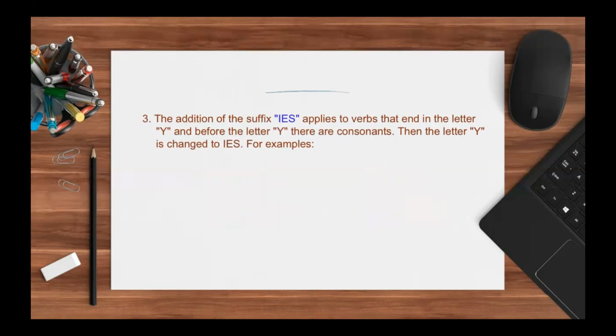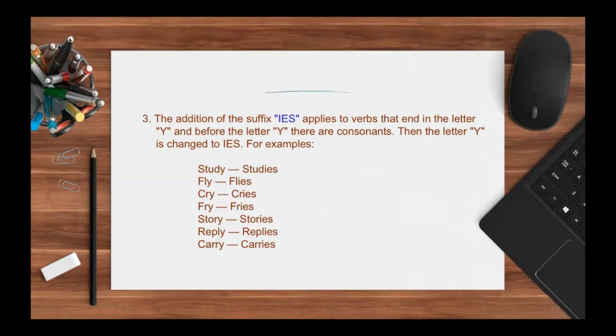The last, number 3. The addition of the suffix ies applies to verbs that end in the letter y, and before the letter y there is a consonant. Then the letter y is changed to ies. For examples, study, studies, fly, flies, cry, cries, fry, fries, story, stories, reply, replies, carry, carries.